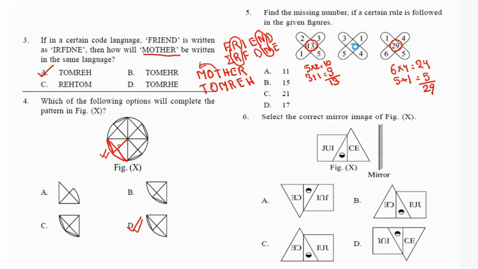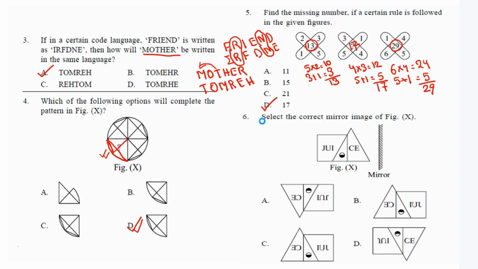Same thing we have to do for this one. So how we have to do? 4 into 3 is 12 and 5 plus 1 is 5. So the summation of 12 plus 5 is 17. So 17 should be the answer here. So the correct answer is 17.